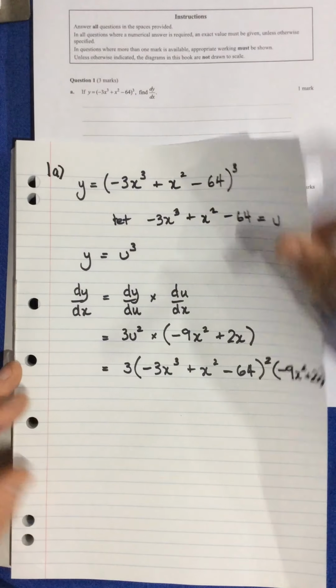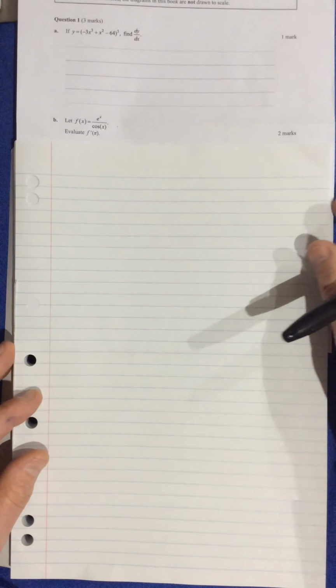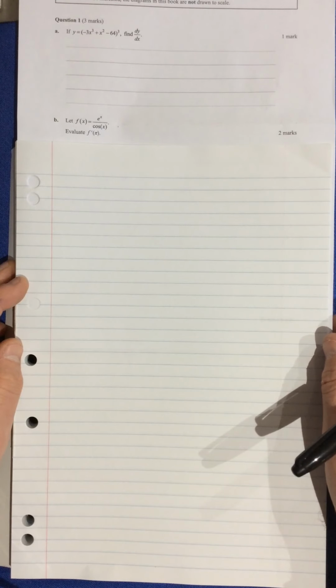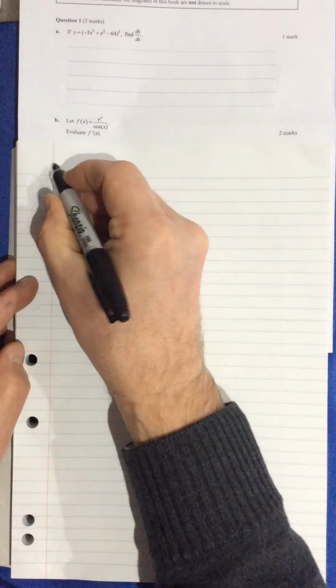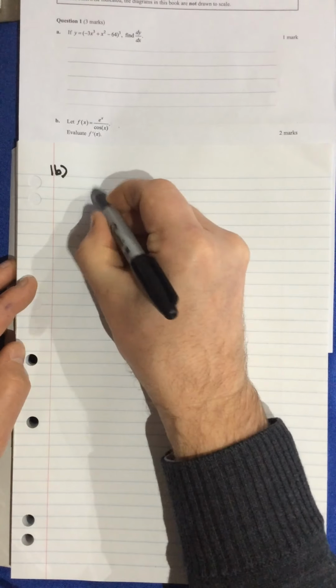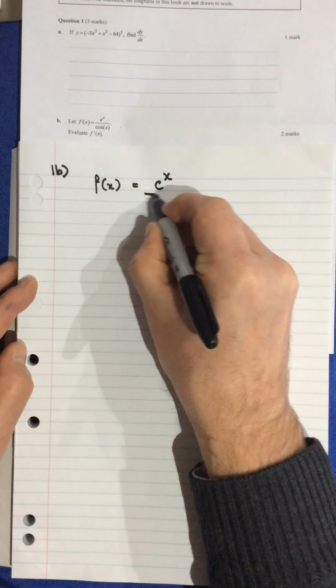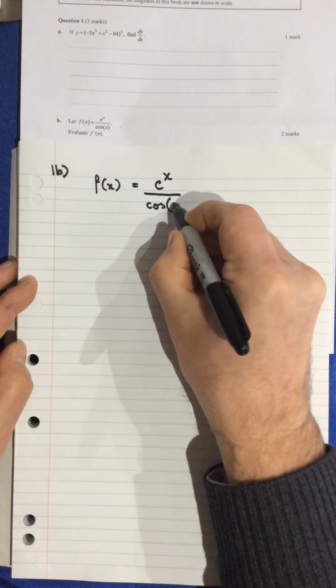Let's take a look at 1B. So 1B, there we go. We've got f of x is equal to e to the x divided by cos x. Evaluate the derivative of that at that particular value of x, pi. So 1b, I'm differentiating, so my function is e to the x divided by cos of x.